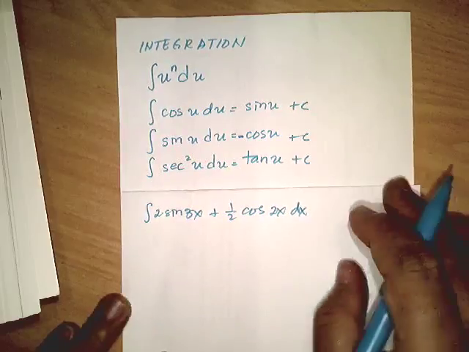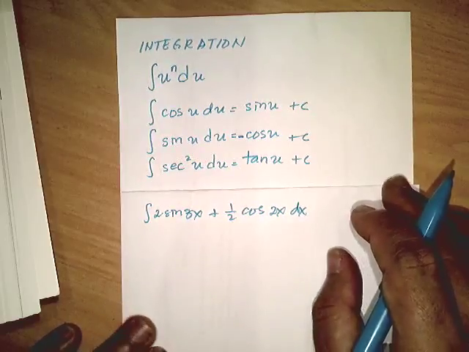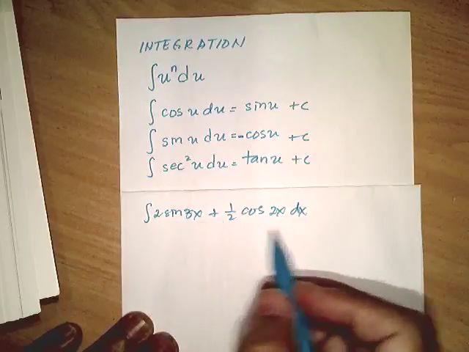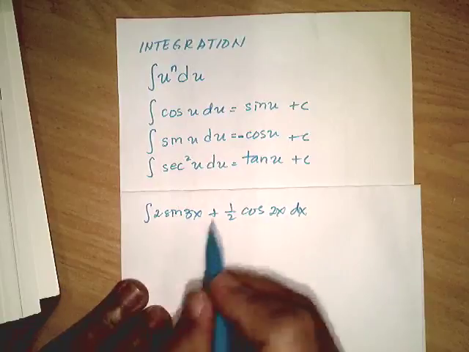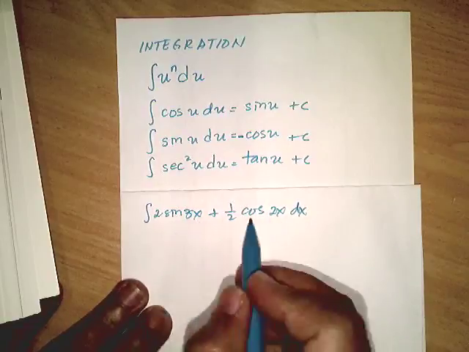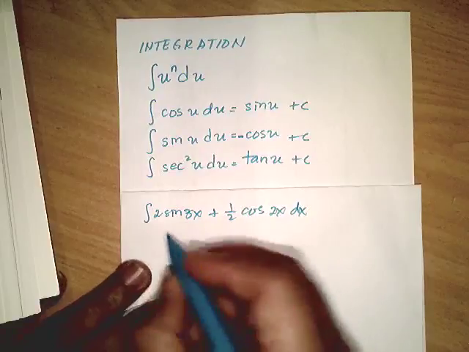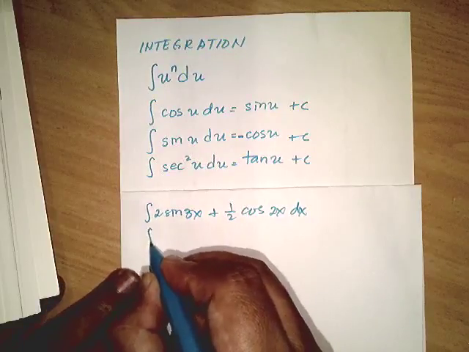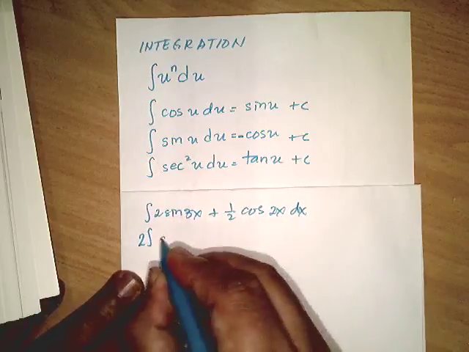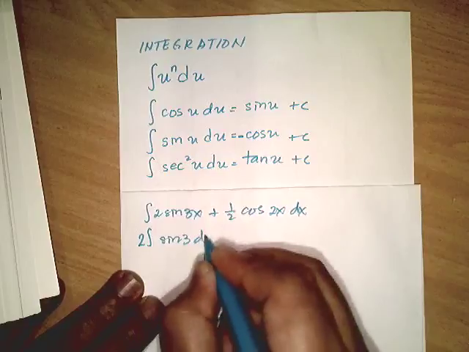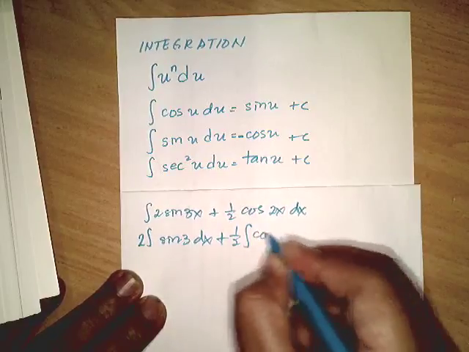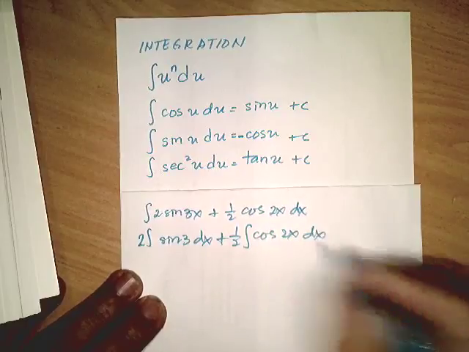So let's have part 2 of the integral for trigonometry. We have the integral of 2 sine 3x plus 1/2 cosine 2x. This one has two terms, so all we need to do is separate each term. This could be written as, I'll put the 2 outside, 2 integral of sine 3x dx plus 1/2 integral of cosine 2x dx.